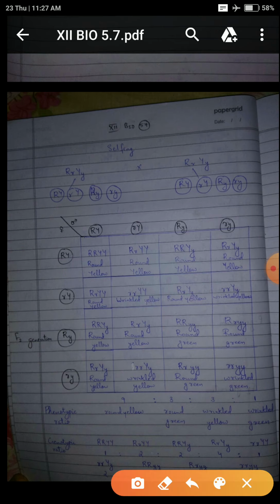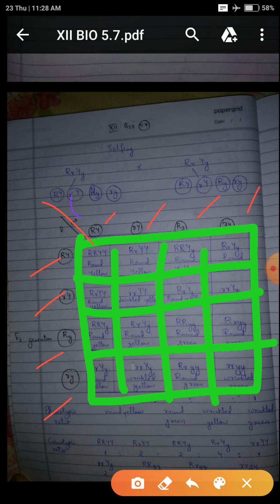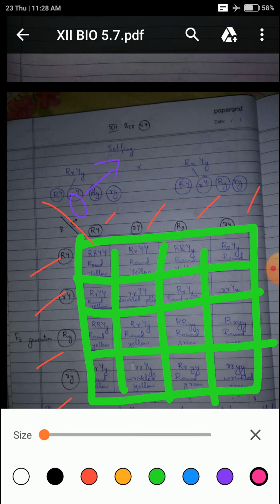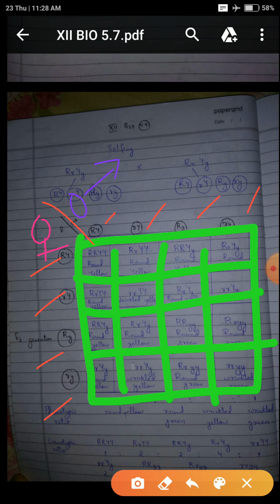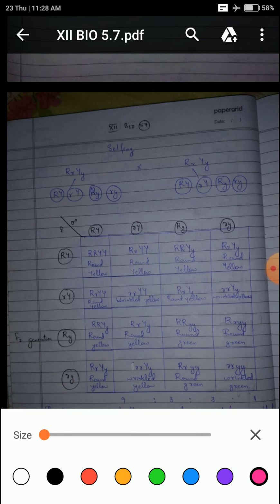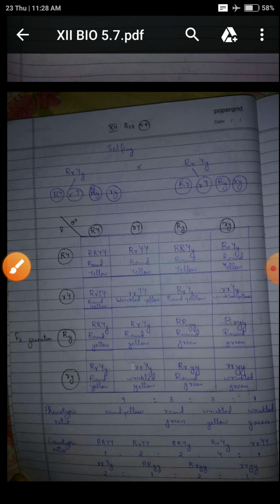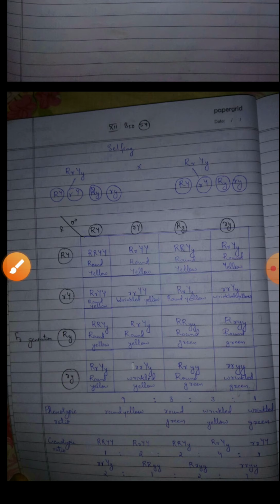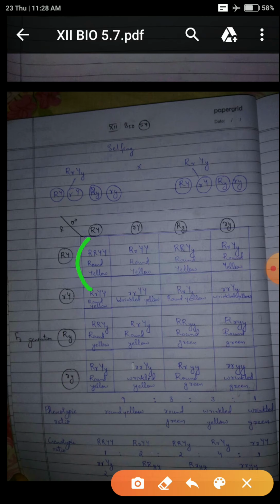Now we have the gametes over here. We will take the male gametes on one side and the female gametes on the other side. Now we will write it down. For the first placement, capital R capital Y with capital R capital Y, what can you write in the first box? Capital R, capital R, capital Y, capital Y. What is that? It is round yellow.